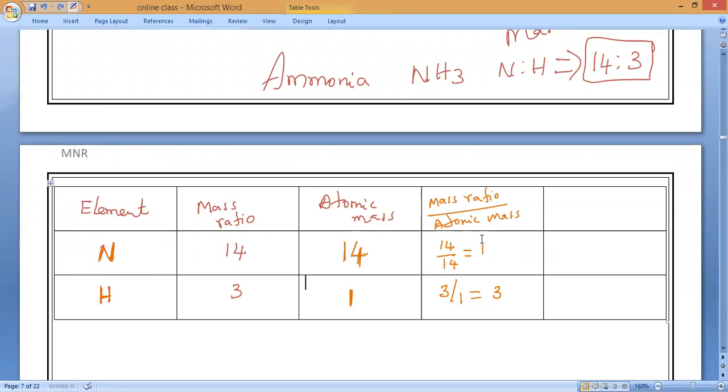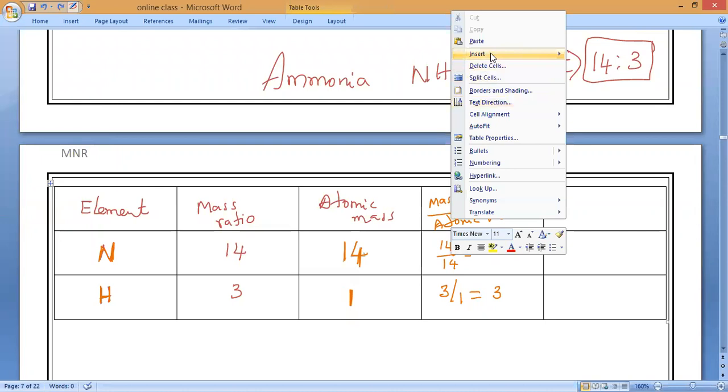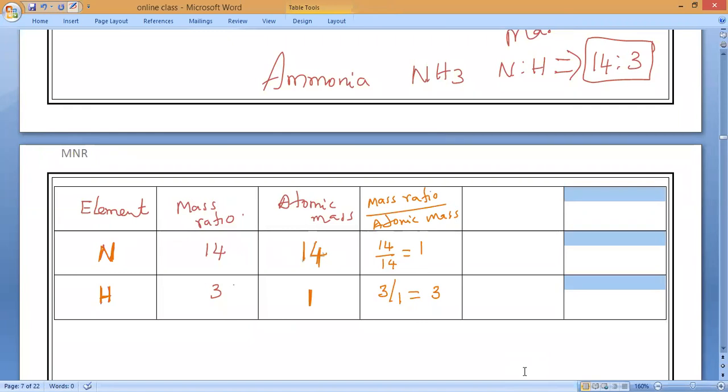Now, as we know, what is the smallest ratio in this? The smallest ratio is 1. Insert one more column in our notebook also. You can keep the heading as ratio with the smallest ratio. The last one is the simple whole number ratio. That is only called the elemental ratio.